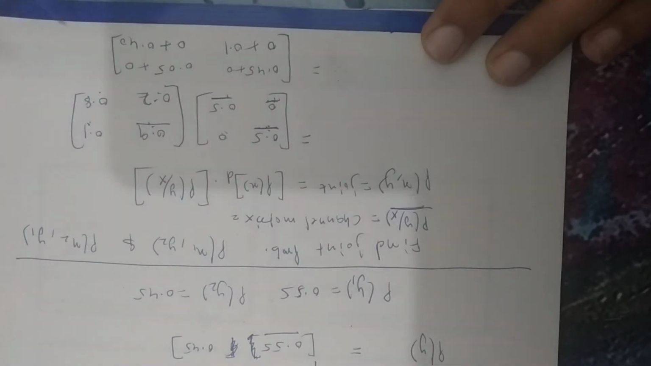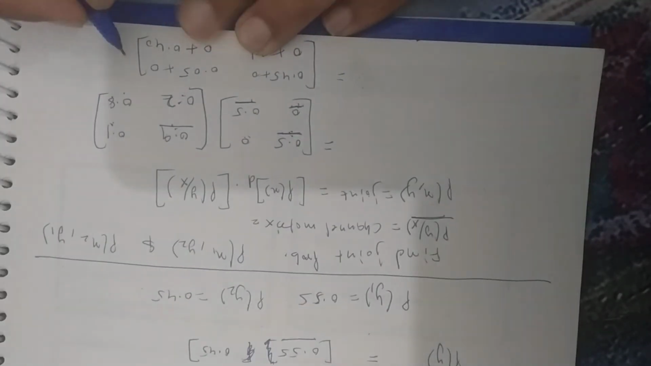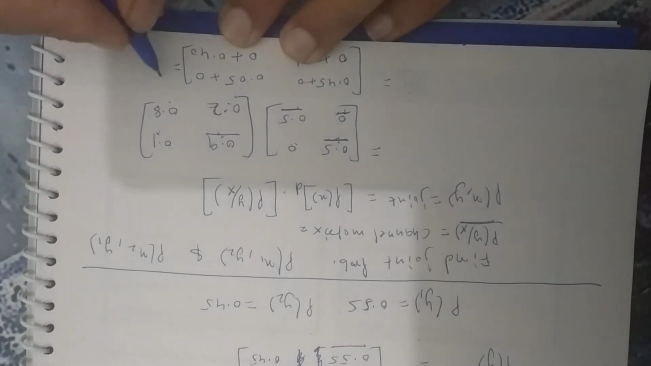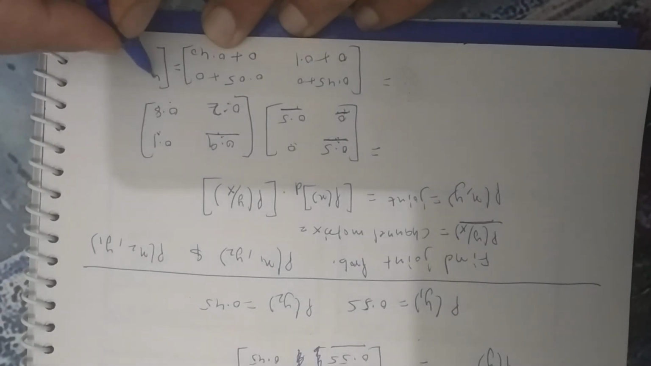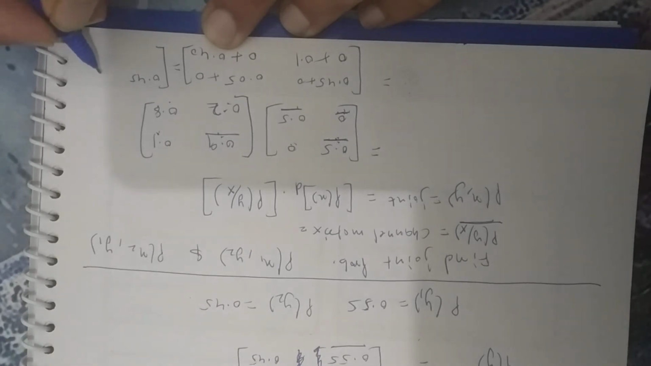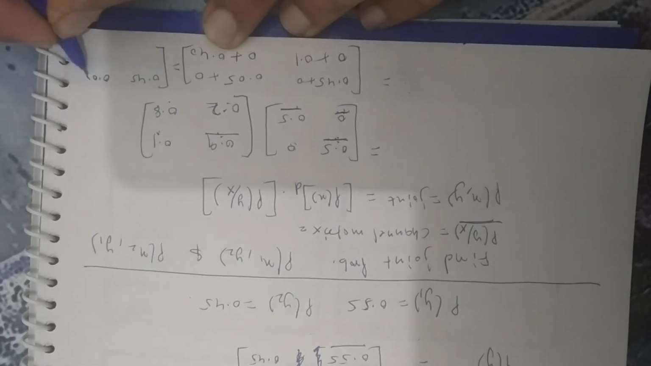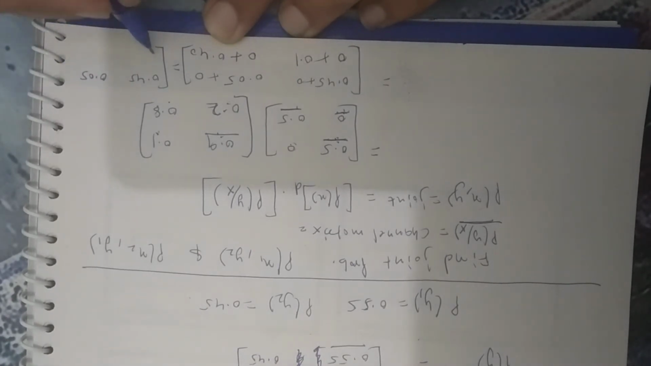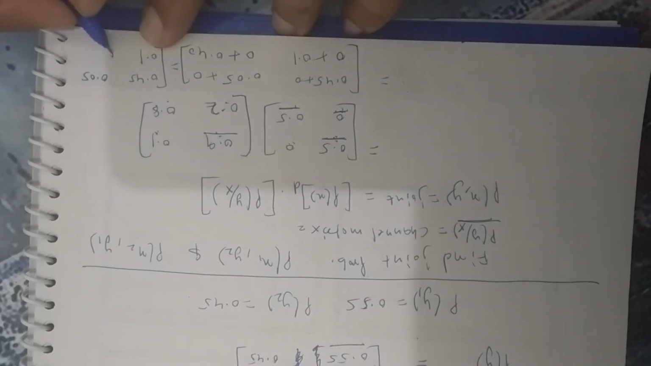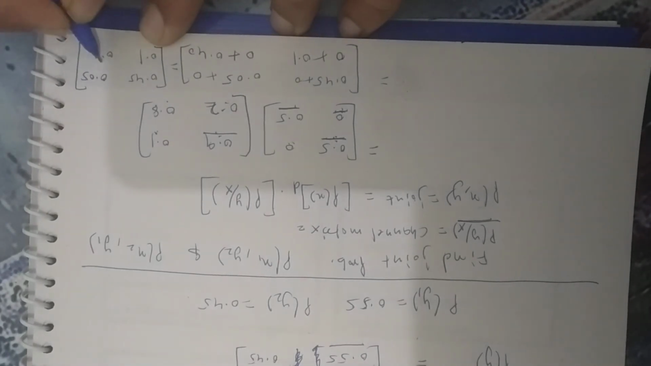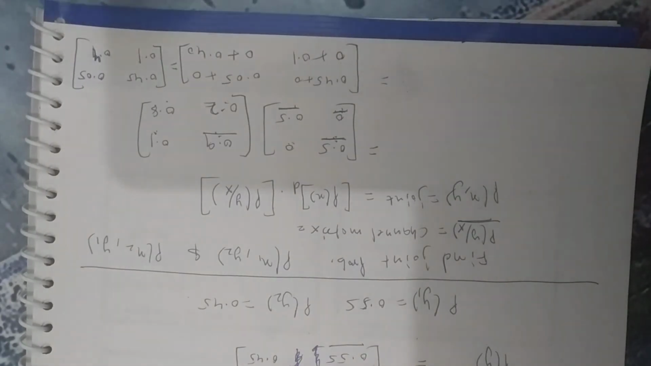So we have received the joint probability matrix. We have been able to see the joint probability matrix. It is 0.45, 0.05, 0.1 and 0.4. So this is the joint probability matrix.